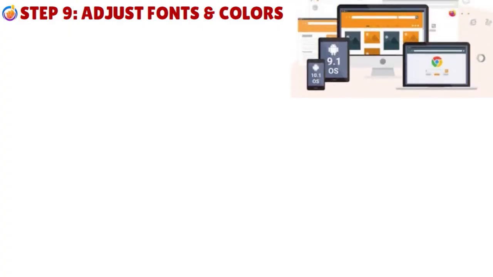Next, you want to adjust fonts and colors. So in terms of step number 9, you want to adjust fonts and colors. So in HTML and CSS, changing colors and fonts is very simple, okay? Assigning inline style to an HTML element is the easiest, really. Let me give you an example.